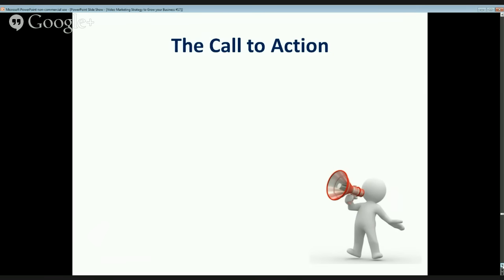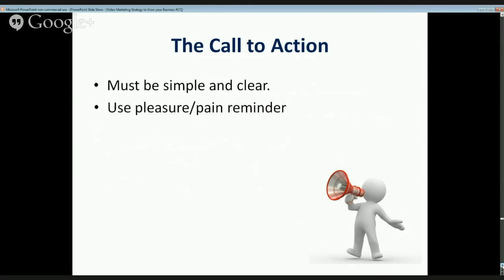Okay, call to action. This is the most important part, but it's really just another section of the template. If you do all the other parts right, this will work out very easy. Just make sure it's very simple and clear. All right, don't make it confusing. All right, use pleasure and pain reminder. Let them know the pleasure they'll have once they resolve this pain they have.